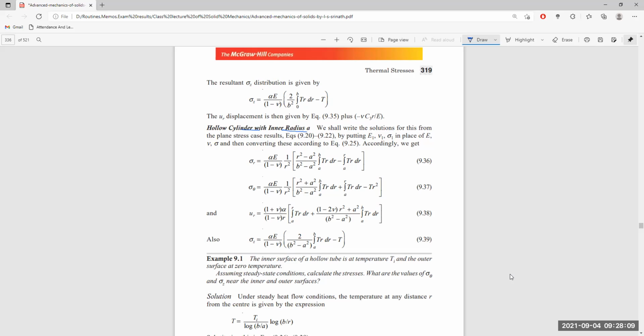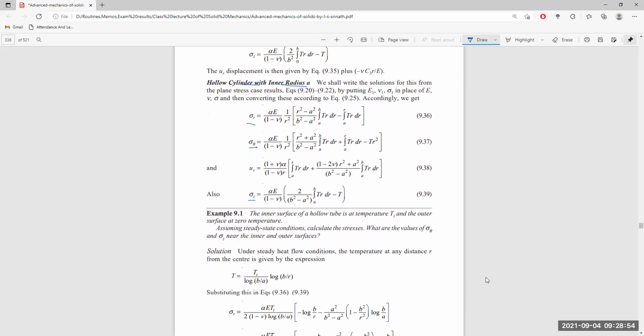Then we have sigma r, 1 minus nu, 1 by r square minus a square, integration from a to b of Tr, or a to r of Tr instead, and sigma theta equal to sigma into 1 by nu, 1 by r square plus a square divided by b square minus a square, 0 a to b Tr, a to r Tr, minus Tr square itself. The displacement is also given by this equation in a similar manner, and we get sigma r radial displacement, sigma theta radial displacement, and sigma z longitudinal stress.